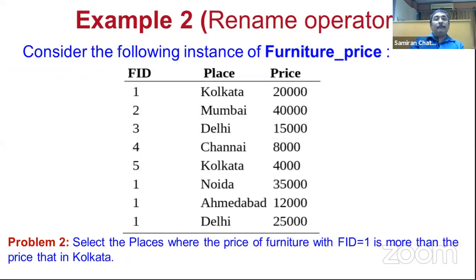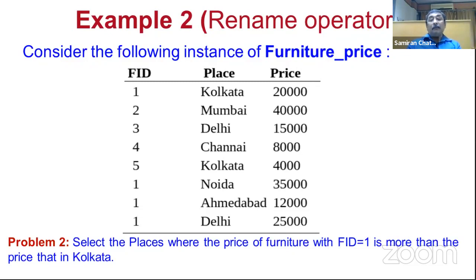I have a little more time, so I'll have one more example. This is a very nice example where a rename operator is essential, is needed. Simple table, ID is there, place is there, price is there. I want to know the places where the price of this furniture with FID 1 is more than the price in Kolkata.